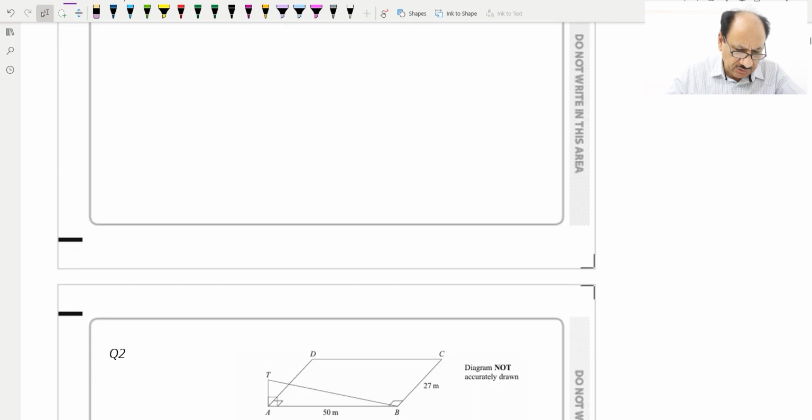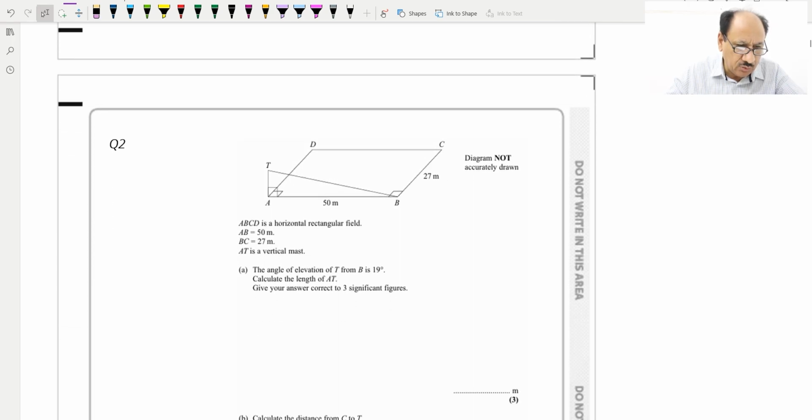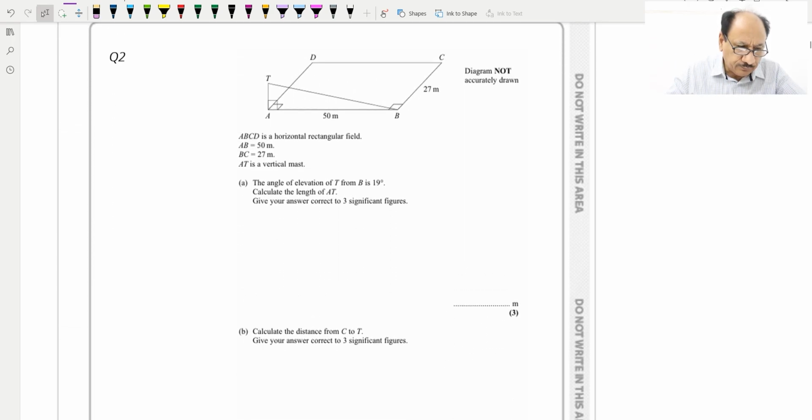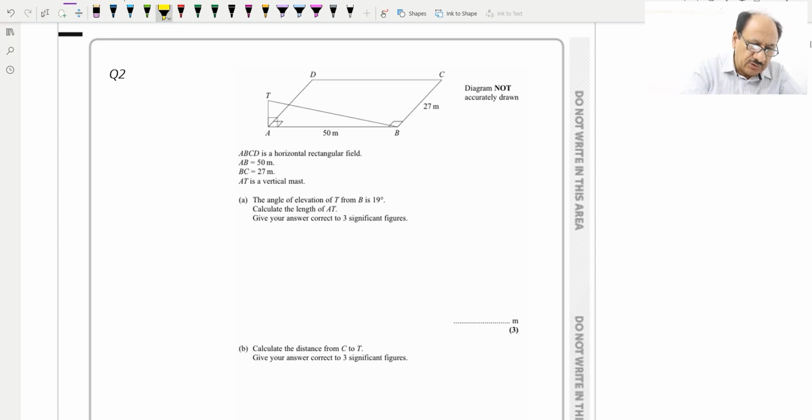So let us move to question number 2. The diagram is not accurately drawn, and ABCD is a horizontal rectangular field. AB is equal to 50 and BC is equal to 27 meters. AT is a vertical mast. AT is this one, which is vertical, so it's making an angle of 90 degrees.